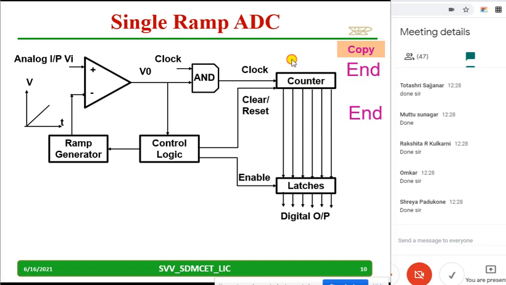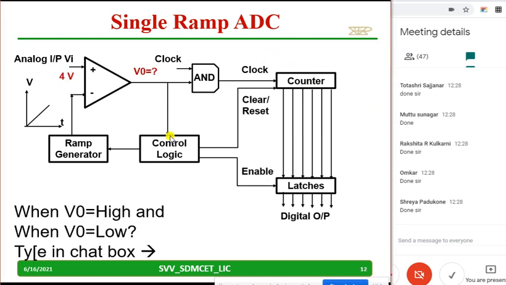Working we'll discuss now. Before I go for working, I want this answer from you people in the chat box. This is 4 volt. When this is something X, when X is this much, is the output high or low? I am giving some voltage X. I want you people to say when V0 becomes high, when V0 becomes low.